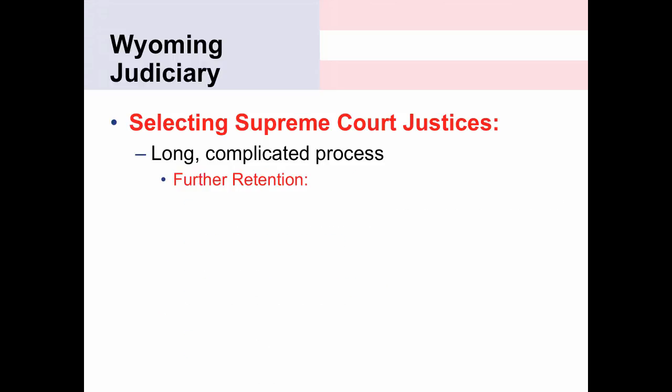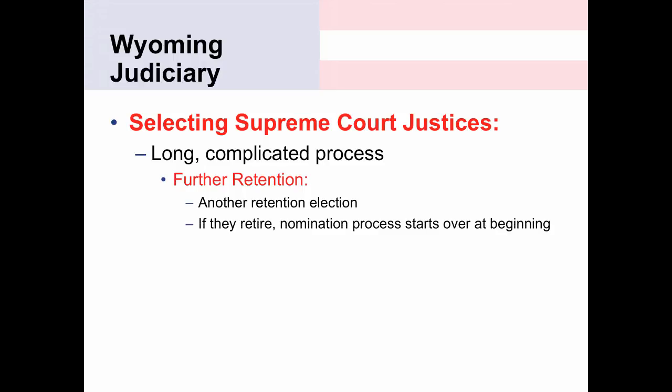Every 8 years after that, there is another retention election. If at any point the Supreme Court justice retires, which eventually all of them will do, then again, the nomination process starts all over at the beginning. It goes back to the nomination commission, then to the governor, then 8 years later, there's a retention election, and every 8 years after that, there's a retention election.